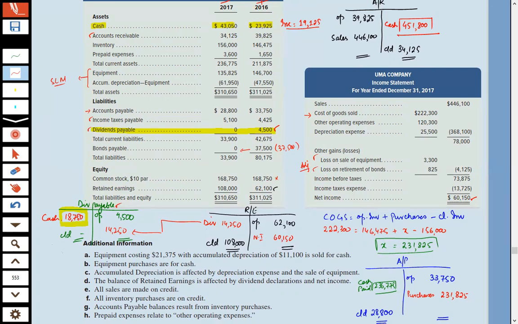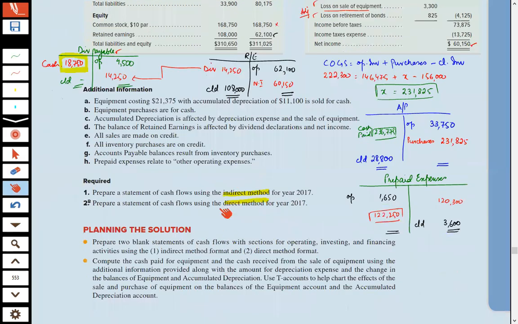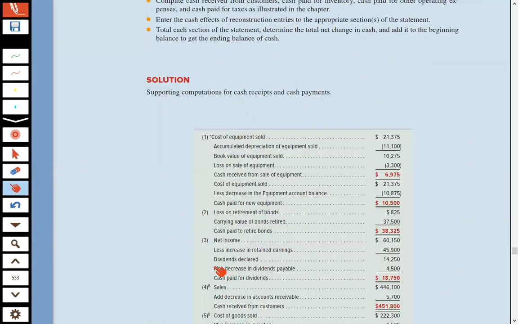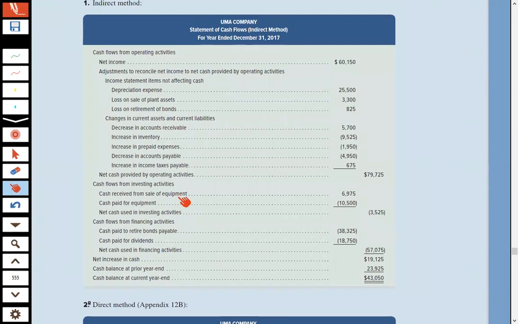Okay, and this loss on sale of equipment can be done through the calculations as well, because we have been given some additional information regarding the equipment disposal. So you can easily prepare it. There is nothing to worry about. Let's quickly see the presentation of the direct method. This is the indirect method. You can also tally with your answer as well.